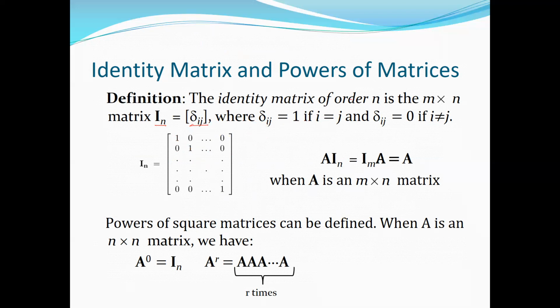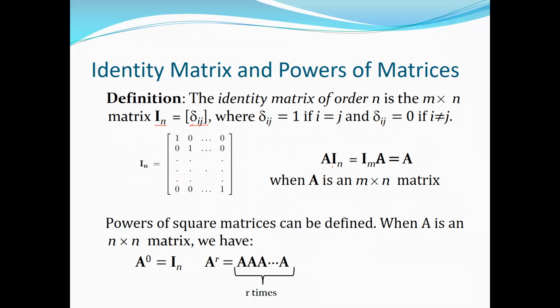So the identity matrix of order n is an n cross n matrix with delta ij, where delta ij is equal to 1 if i equals j, and delta ij is equal to 0 if i and j are not the same. So if this is the value, then we call it the identity matrix, right? Clear? So diagonal elements are 1, the rest of the elements are 0, in short, right?